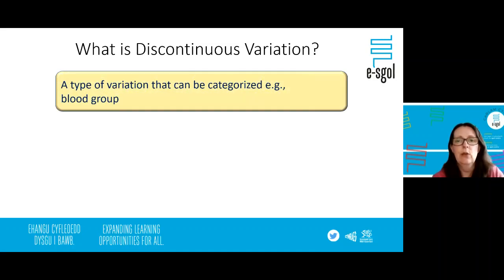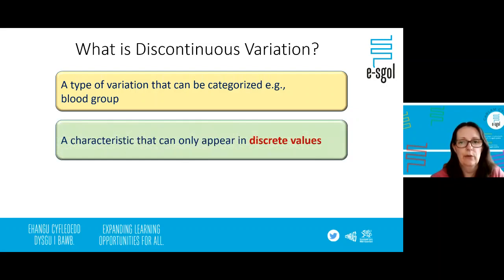So this is something that you can categorize and put into a very clear, distinct group. So for example, blood group or eye color. So there is no variation away from those particular categories. So you either have blue eyes, you don't have a variation of blue eye color. Again, for blood group, you belong to a particular blood group and you don't share any variation between that. So you are a distinct type of variation there if you have a particular type of blood group. So these characteristics, whatever they are for discontinuous variation, only appear in discrete values.